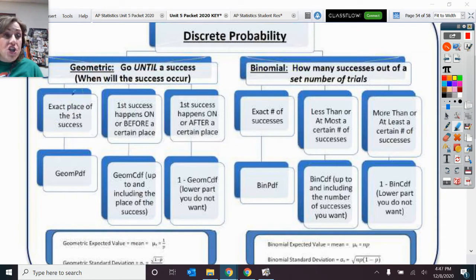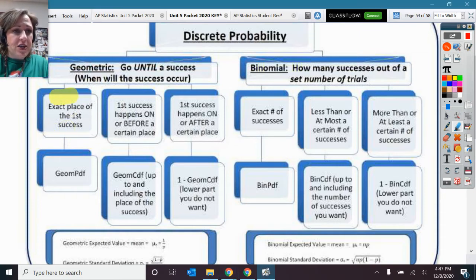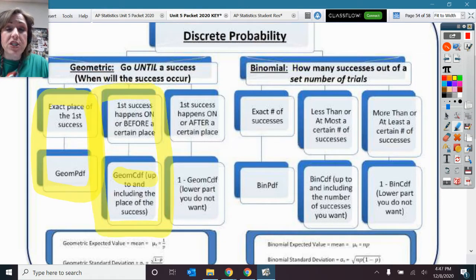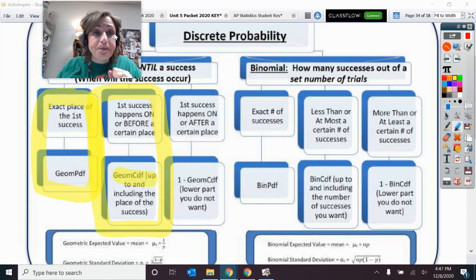So we would then know that exact place of that first success. And so that was our geometric PDF. So we're good with that. We also did talk about geometric CDF when we did that lesson 2 days ago. So we knew that first success was going to occur in a particular place or before that particular place, okay?